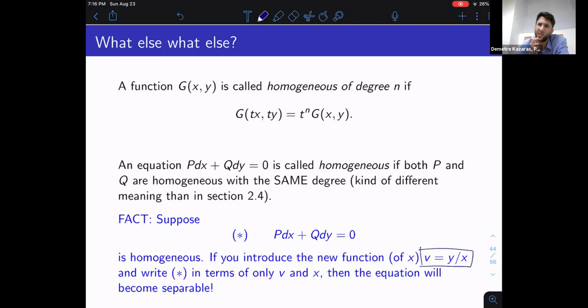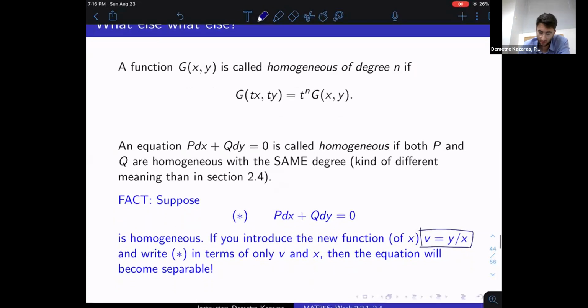Totally not an obvious thing to do right off the bat. Let me tell you why this will work, just to give you a hint of why one would make this substitution. Notice that if you make this substitution, then y is the same as x times v. You just multiply both sides of that definition by x. Now notice that if you consider P and Q, they're both functions of x and y.